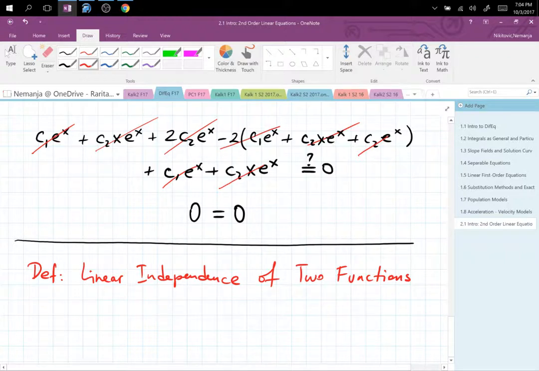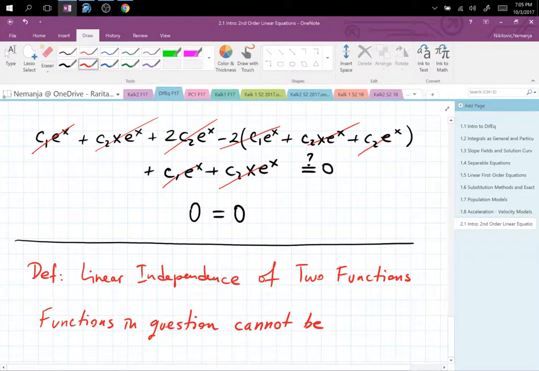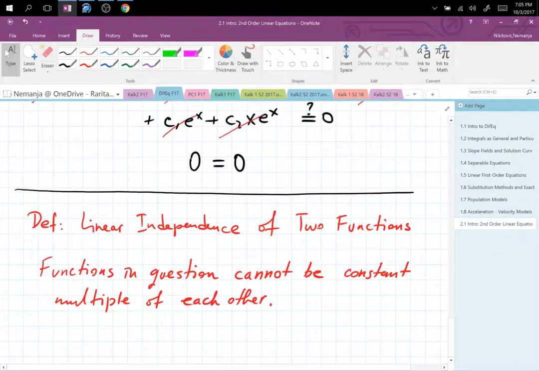In short, functions can be multiples of each other. Functions in question cannot be constant multiples of each other. That's it. Now, do I get to box this? And the answer is yes.